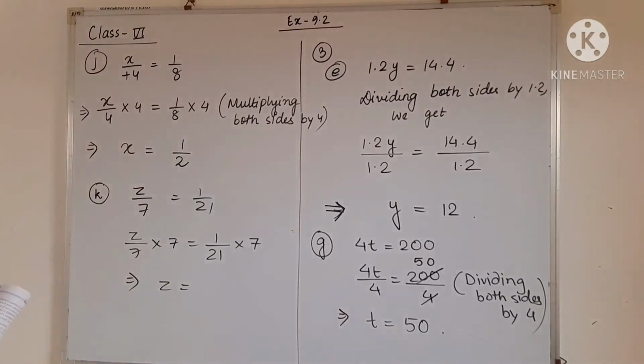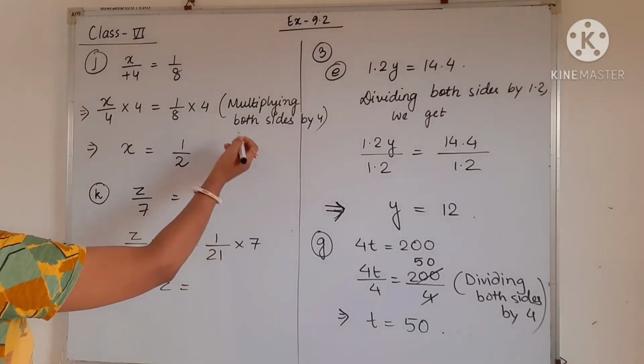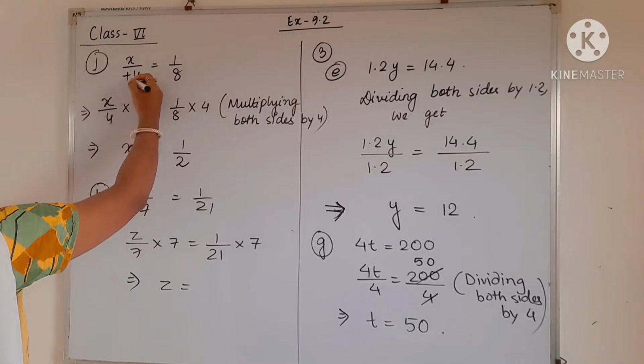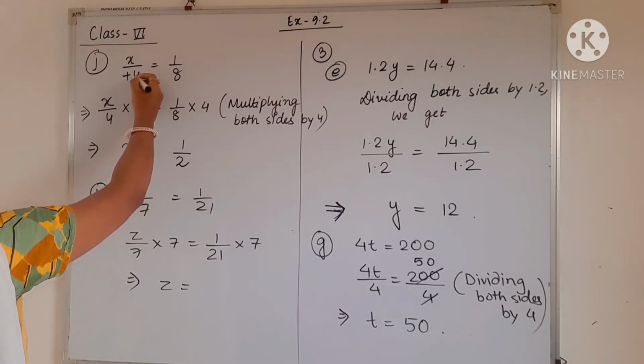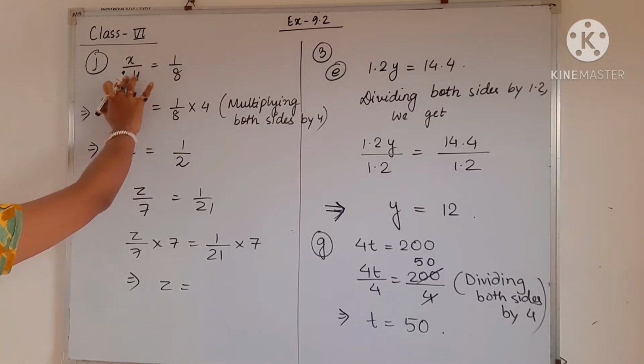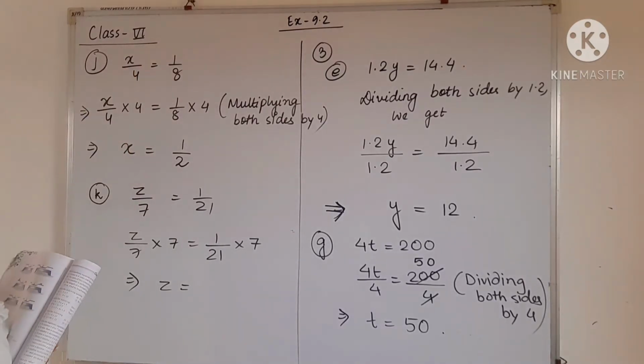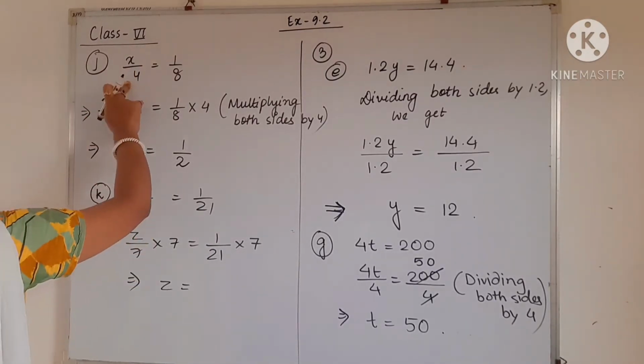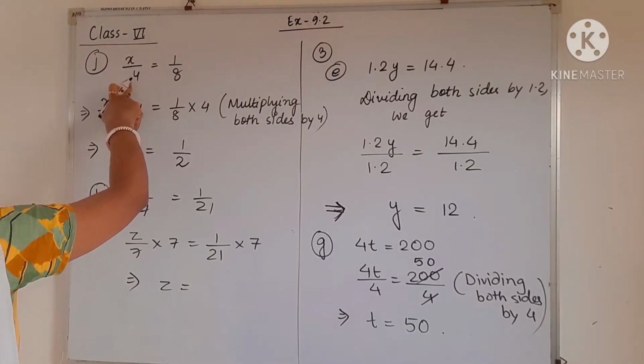Okay, so come to number J. Here it is given x by 4 is equal to 1 by 8. So here we have to multiply both sides by 4 because 4 is divided here, it is in denominator. So we have to multiply by 4, and here plus 4 is written. So plus 4 or 4, you know that both are same. So if you do not write plus 4, then also it will be correct.